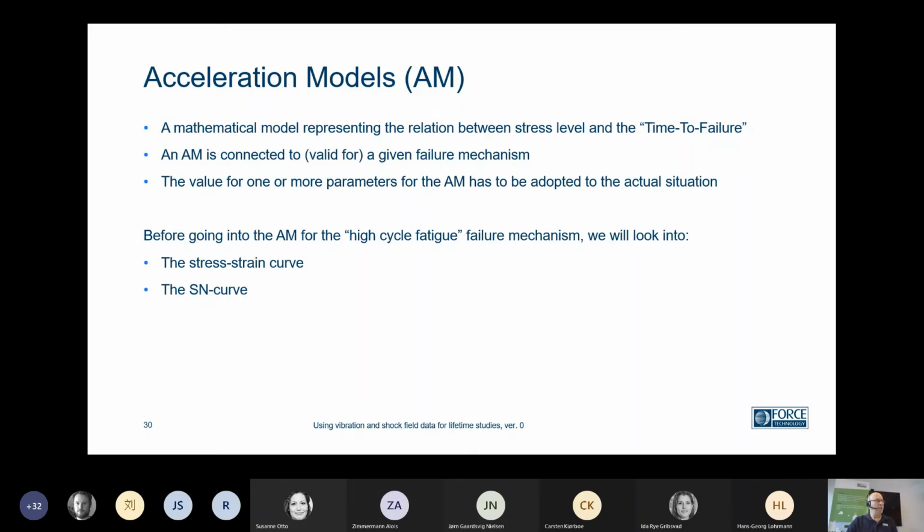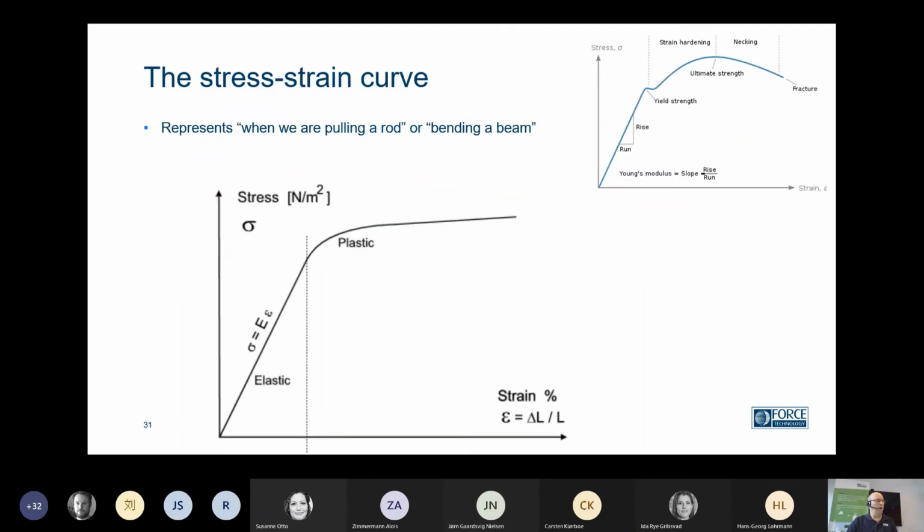Before we go into the acceleration model for what we call high cycle fatigue, we will look into something we call the stress strain curve and the SN curve. The stress strain curve, we plot stress in a pin that we can either bend or pull in, and then we measure the relative elongation of it, we call that the strain. And in the first area here, we say we are in elastic range.